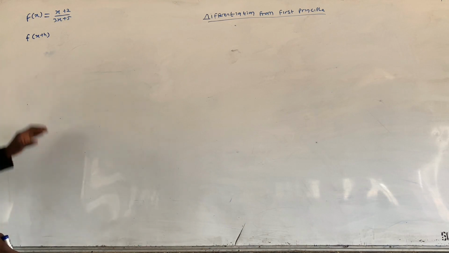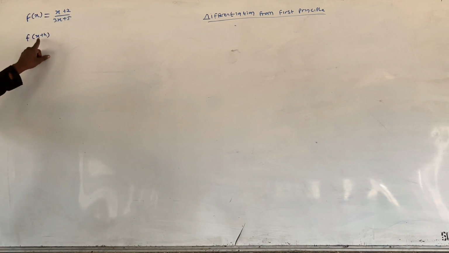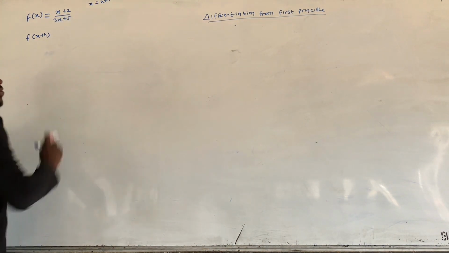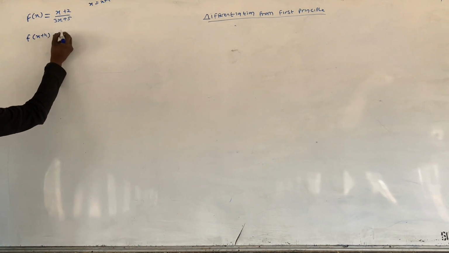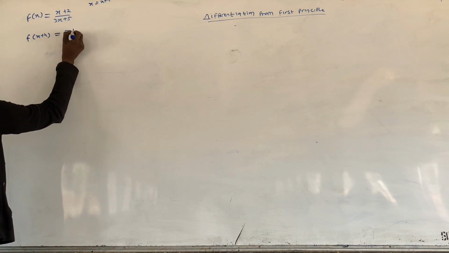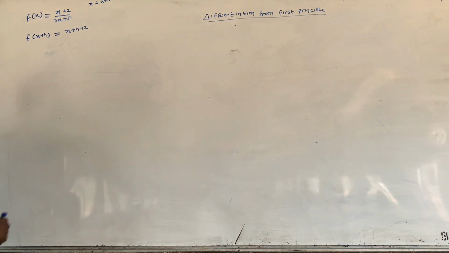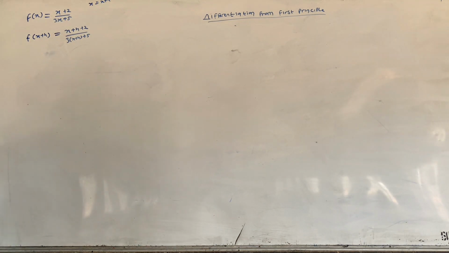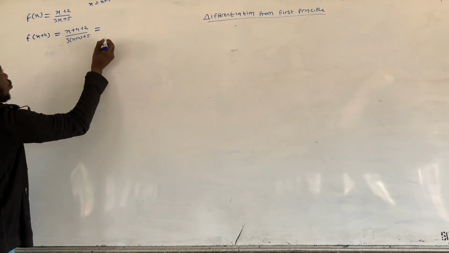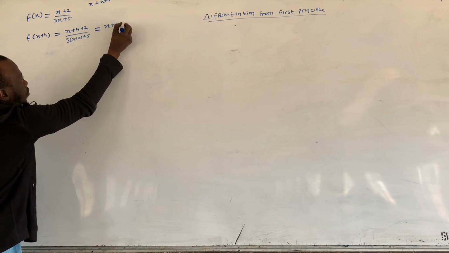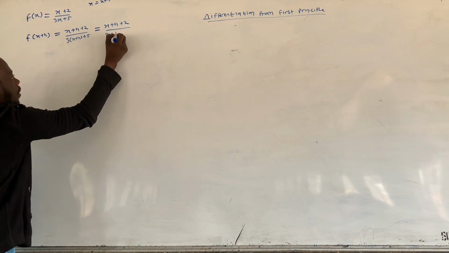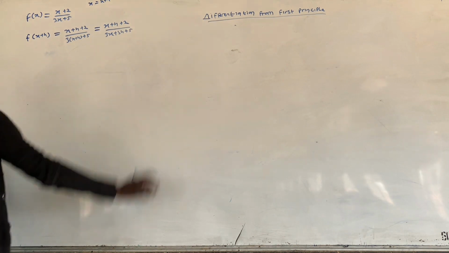We say that wherever we find x in the original question, we will express it with x plus h. So this becomes x plus h plus 2, all over 3 bracket x plus h plus 5. Now we have to open this bracket: x plus h plus 2 over 3 times x, 3x, 3 times h, plus 3h plus 5.